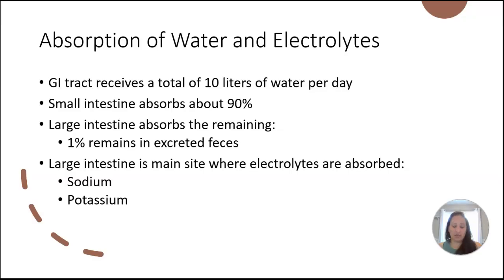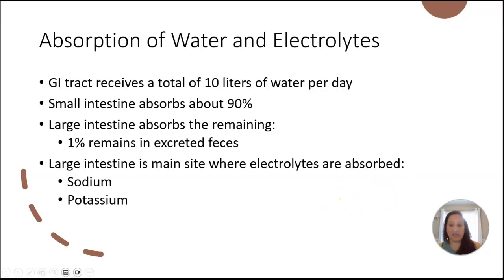So again, water and electrolytes will be absorbed here. The GI tract receives a total of about 10 liters of water per day. Most of that water is absorbed in the small intestine, about 90% of it. The large intestine is responsible for absorbing the remaining, and about 1% remains in excreted feces. The large intestine is the main site where electrolytes like sodium and potassium are absorbed.